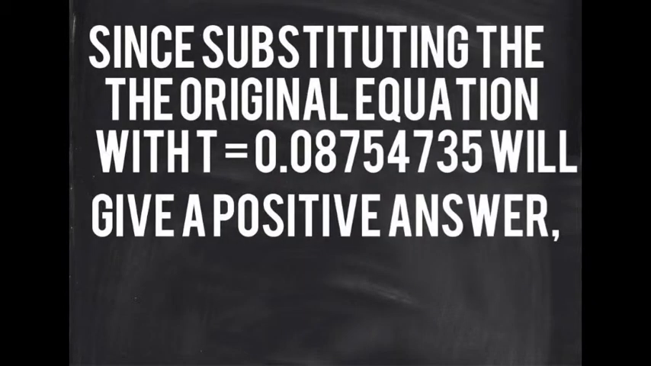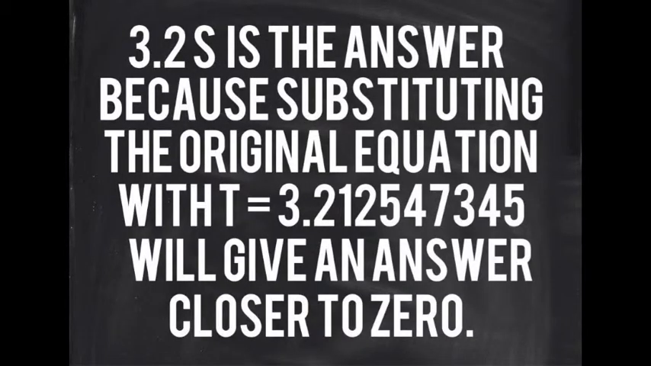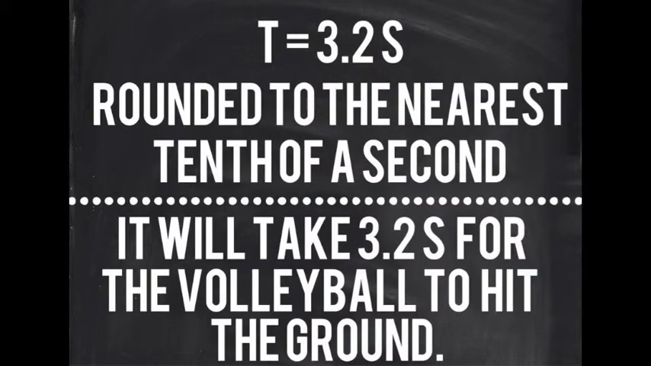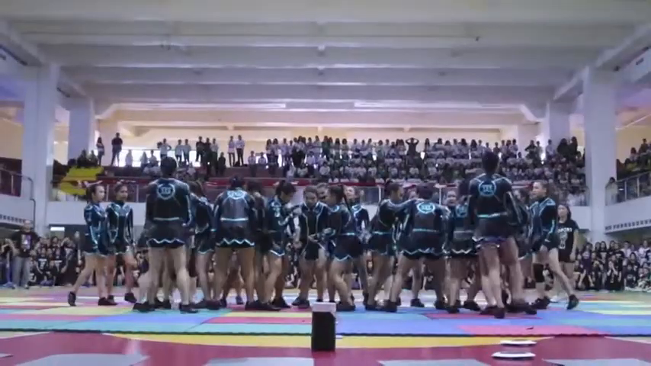Since substituting into the original equation t equals 0.0875475 will give a positive answer, 3.2 seconds is the answer, because substituting t equals 3.21254735 will give an answer closer to 0. t equals 3.2 seconds rounded to the nearest tenth of a second. It will take 3.2 seconds for the volleyball to hit the ground.